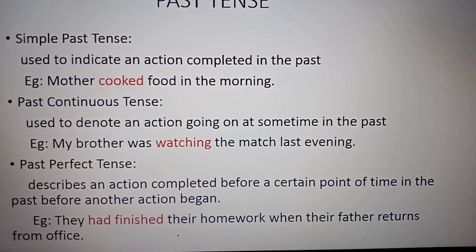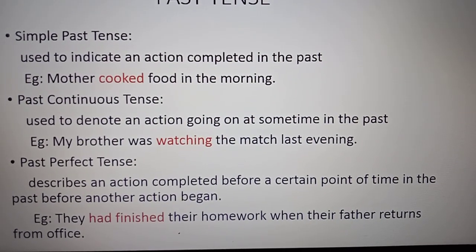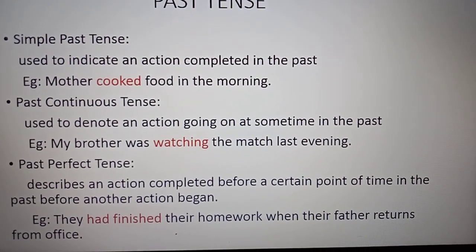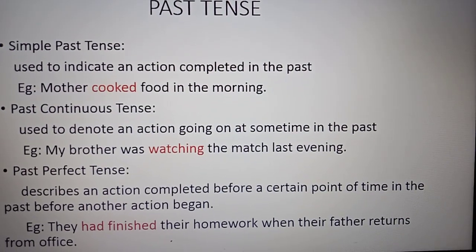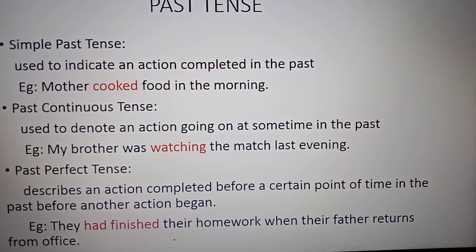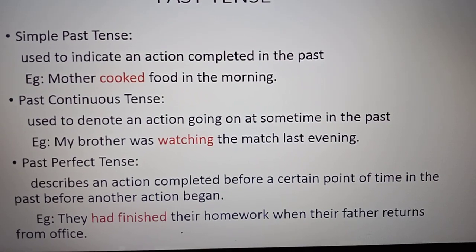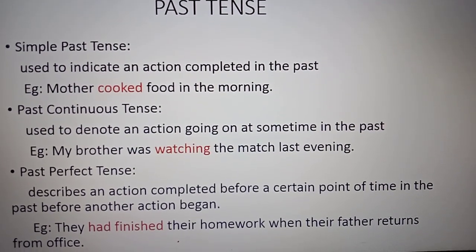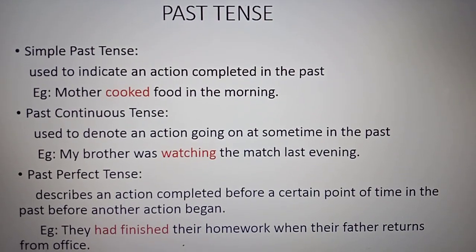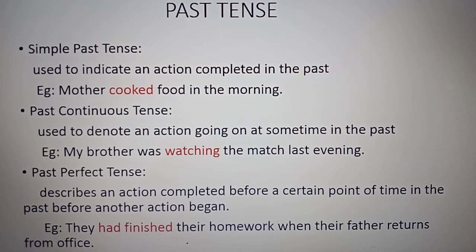See, children, the first example: mother cooked food in the morning. Mother is the subject, cook is the base verb, and with cook we have added ed, cooked. I hope you have understood the form. You write that subject plus verb plus ed plus object, and the object is food in the morning, the rest of the sentence. Got it? That is a simple past tense.